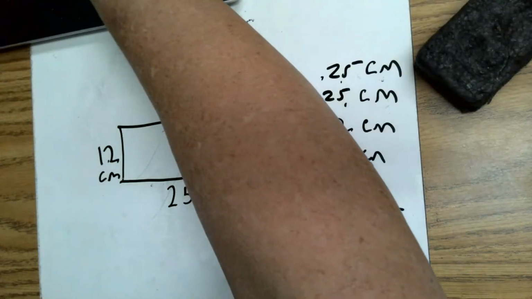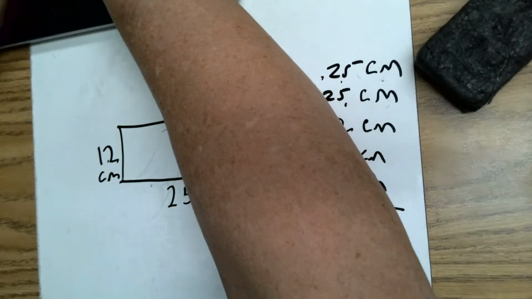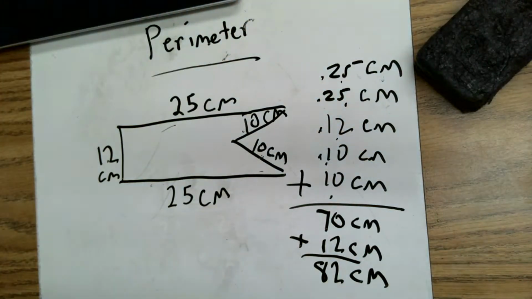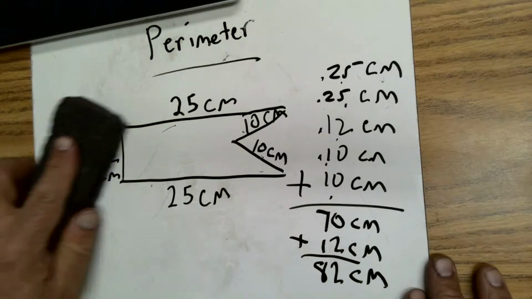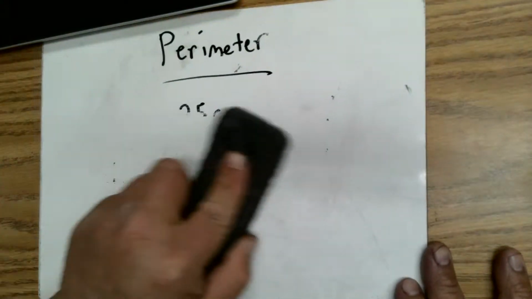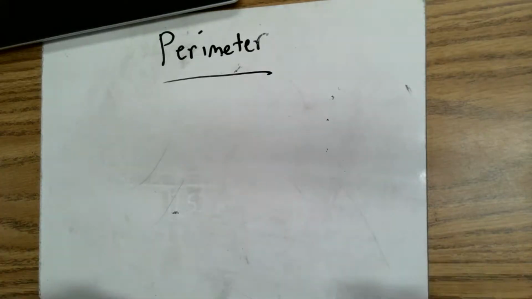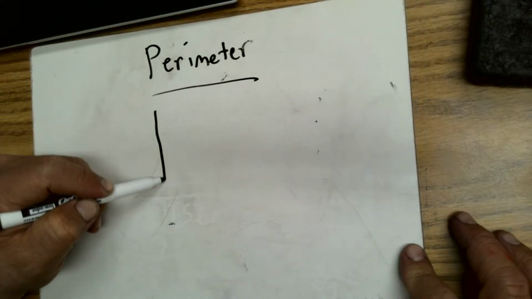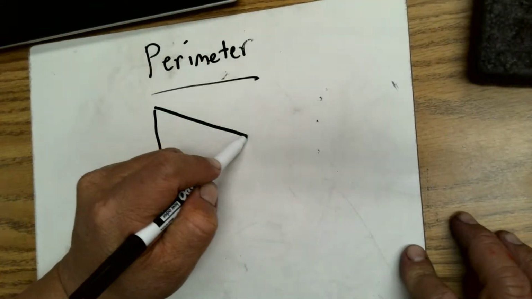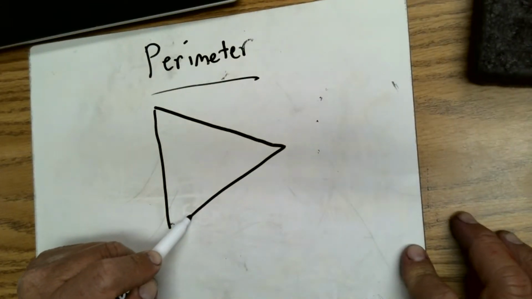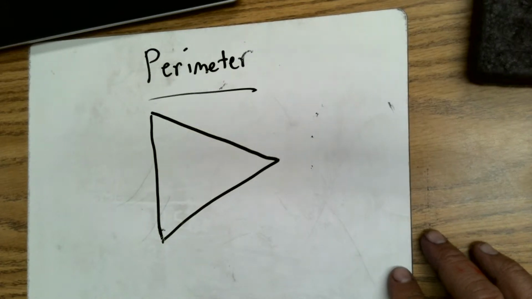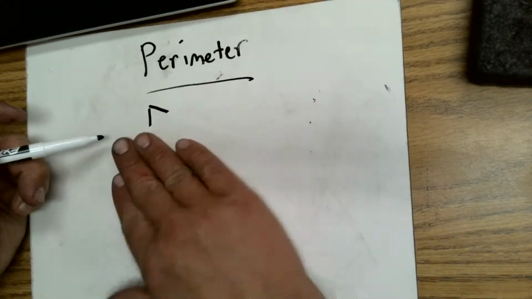Questions from the audience? Okay, no questions as far as I know. Let's do another perimeter one. And this time I'll draw something different that wasn't from your homework. Not like that.